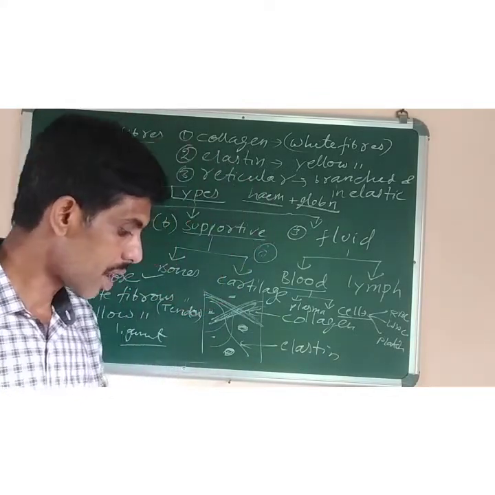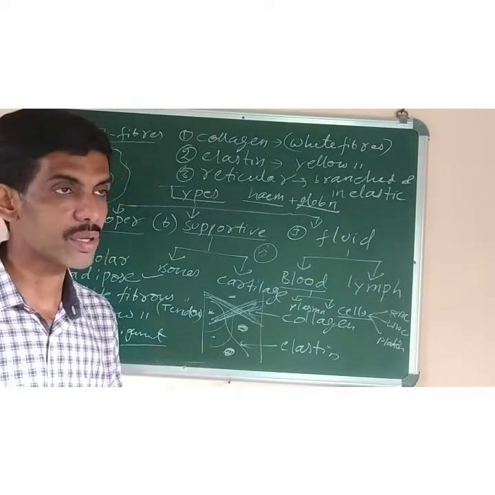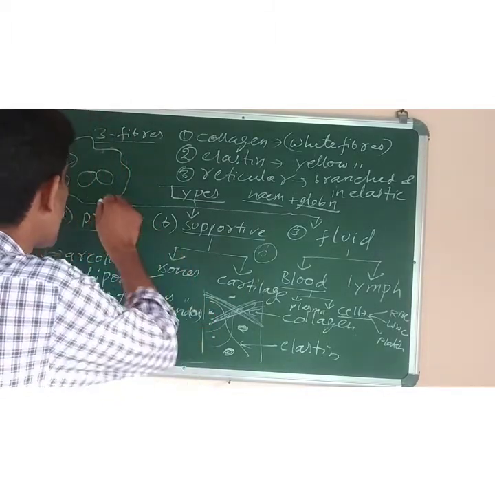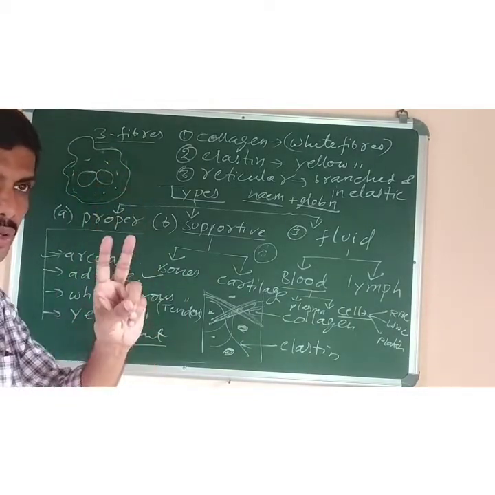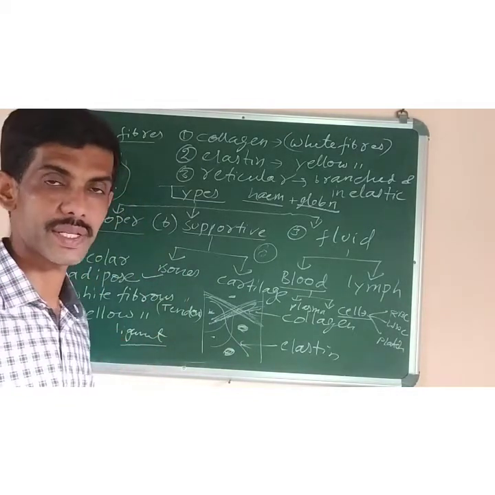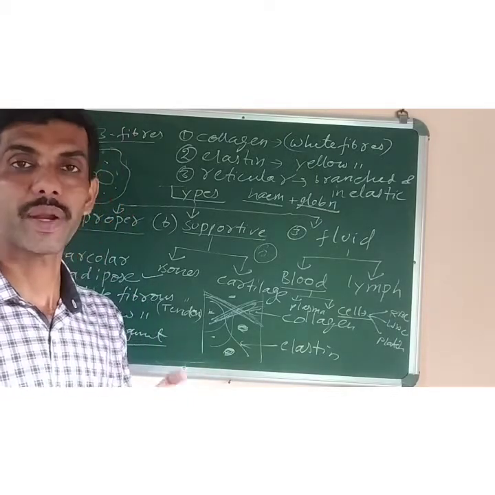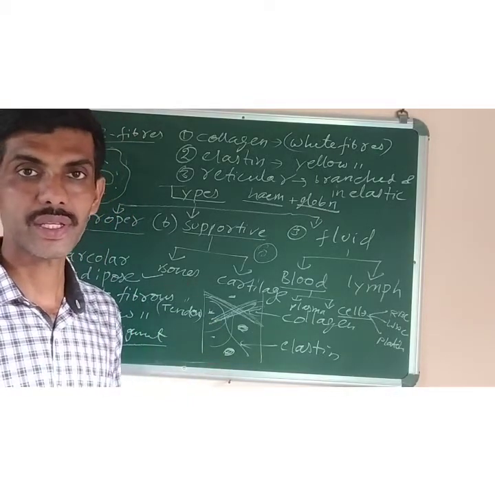Okay. Now next is agranulocytes. Agranulocytes means the cytoplasm do not contain any granules. Granules are not there. It is of two types, lymphocytes and monocytes. Lymphocytes is a type of white blood cells which fight against the disease causing germs.